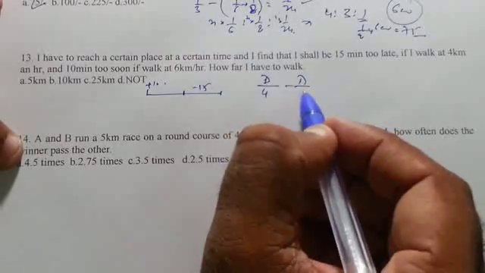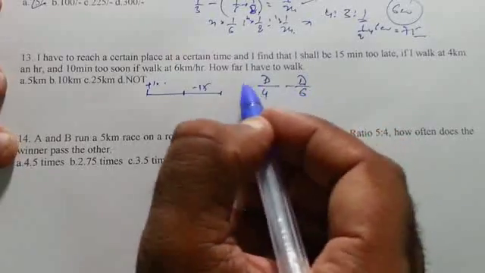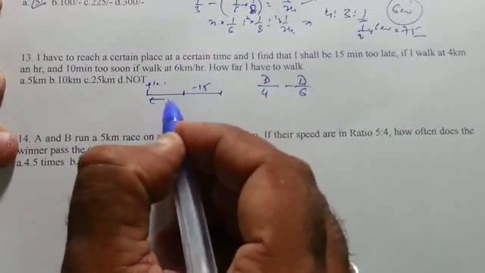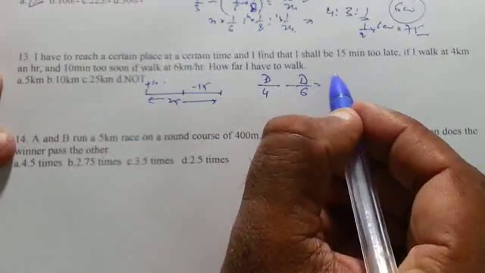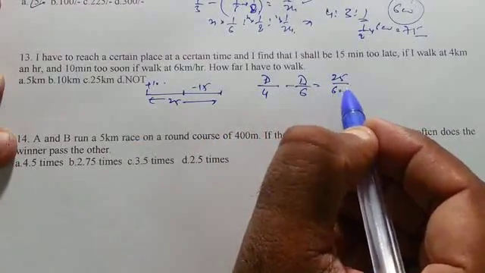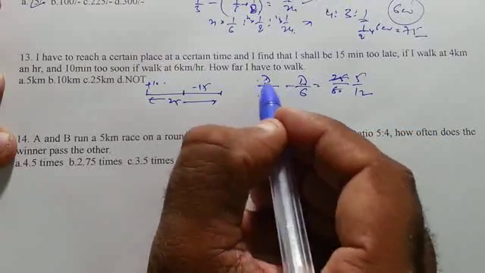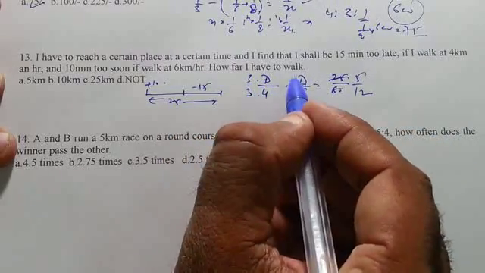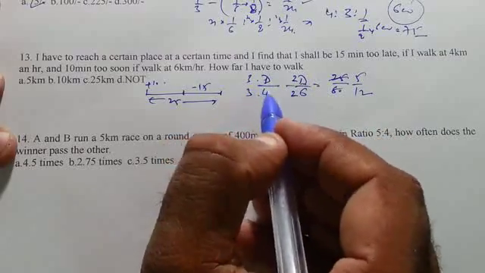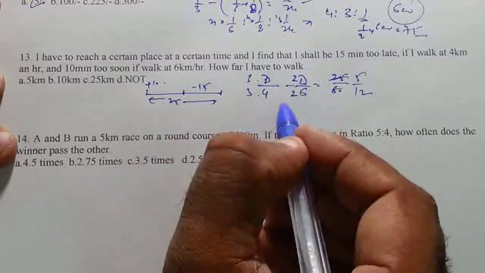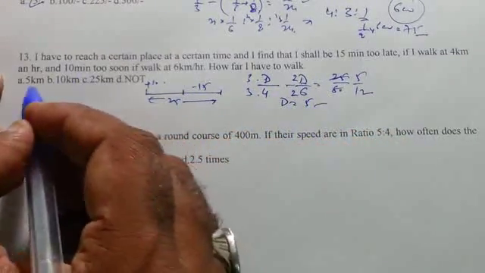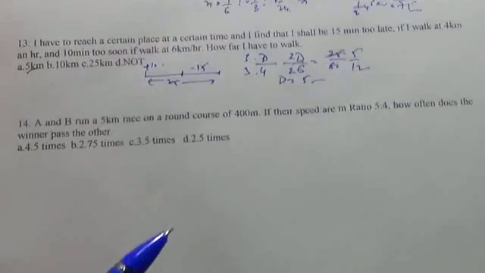So that means the difference, the time is d upon 4 minus d upon 6. The difference in both the timings is, you can see over here, 25 minutes. So it is equal to 25 minutes, which we have to convert into hours. So it will be 5 upon 12. So make the denominators the same, multiply by 3, multiply by 3, multiply by 2, multiply by 2. So 12, 12, 12. So over here d is equal to 5. So the answer is d is equal to 5 kilometers.